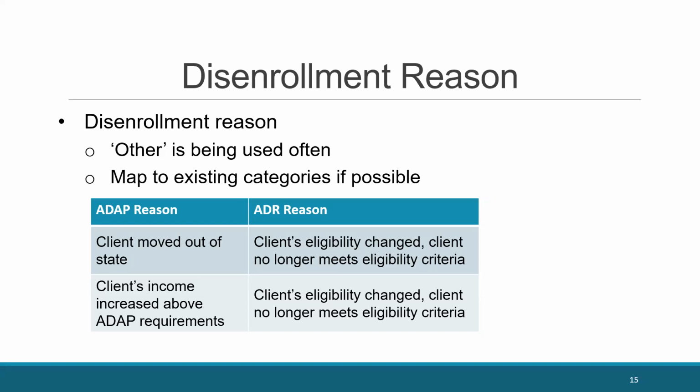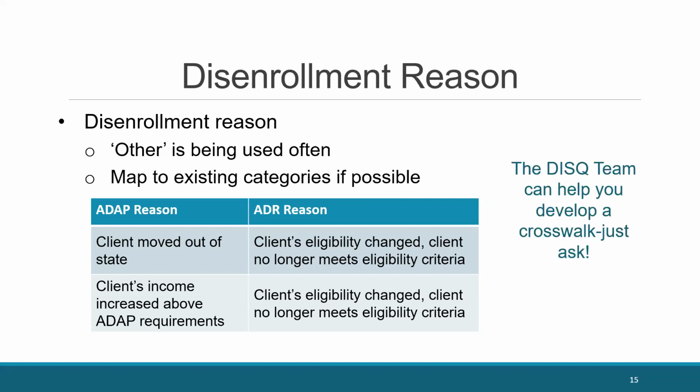So please make sure to see if the disenrollment reason can be mapped to existing categories first before choosing other. The DIS team can help you develop a crosswalk if you need some help getting started on this. So get in touch with them and they can help you out.